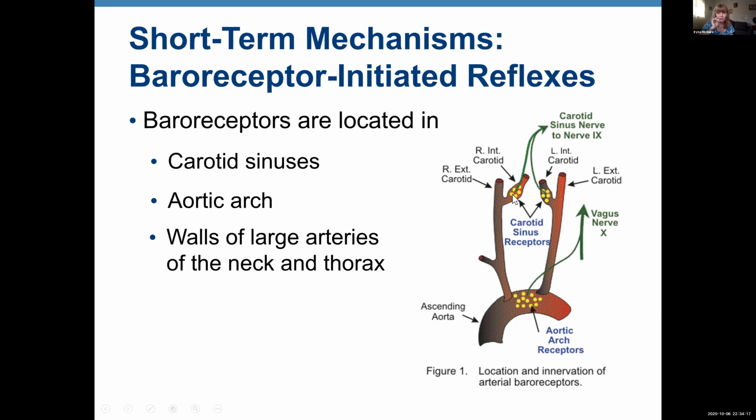And in internal carotid, that's gonna bring blood into your brain, right? We also have these baroreceptors. So in carotid, we call it carotid sinuses. So in the carotid sinuses, in aortic arch, and also in walls of large arteries of the neck and thorax, right? Close to the heart.